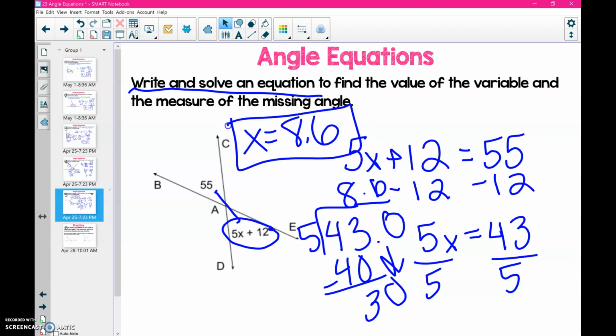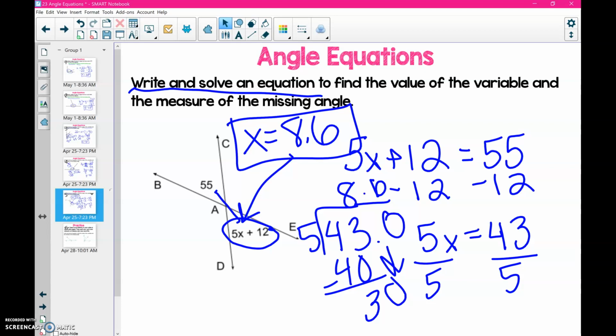Okay, and sorry, my writing's getting a little sloppy here. So if you were to substitute that in for x and solve, you would do 5 times 8.6 and then add 12 to it, and you should end up with 55. You can always double check your work like that. Okay.